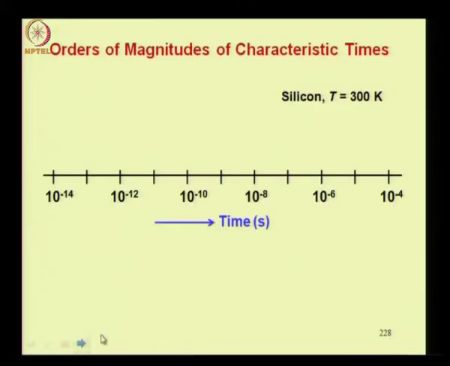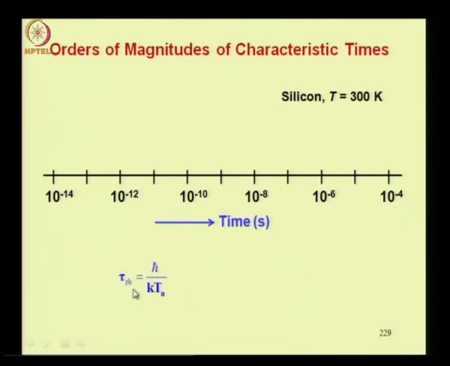Let us start with the characteristic times. Since our time constants vary over a very wide range of orders of magnitude, we have chosen a logarithmic scale here. The minimum on this scale is 10 power minus 14 seconds, maximum is 10 power minus 4 seconds.